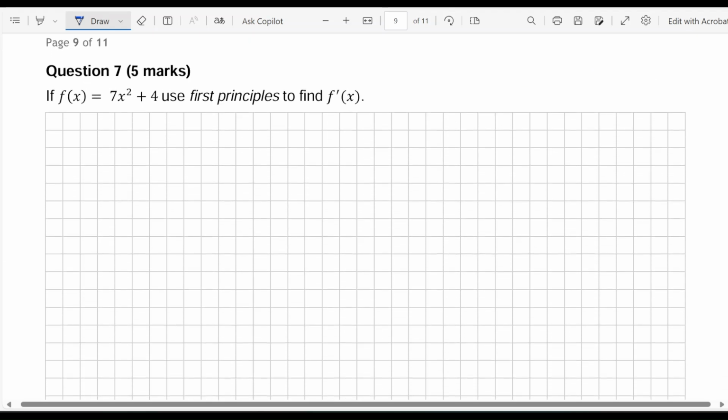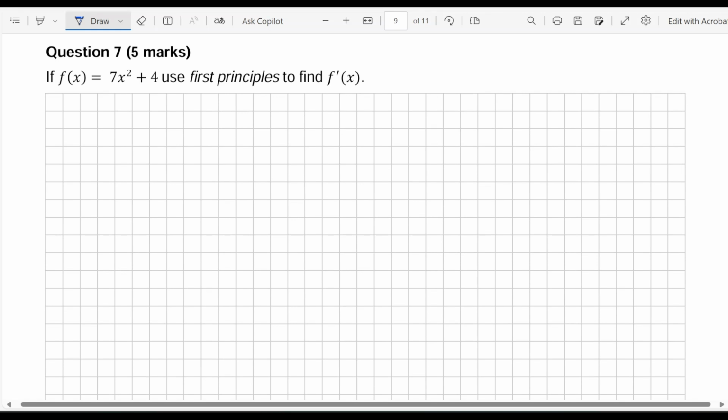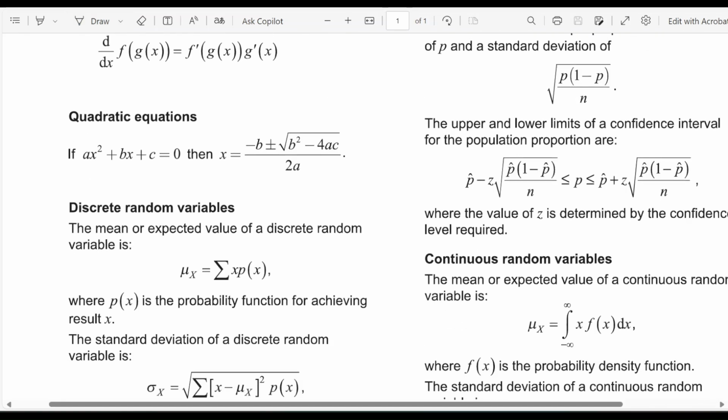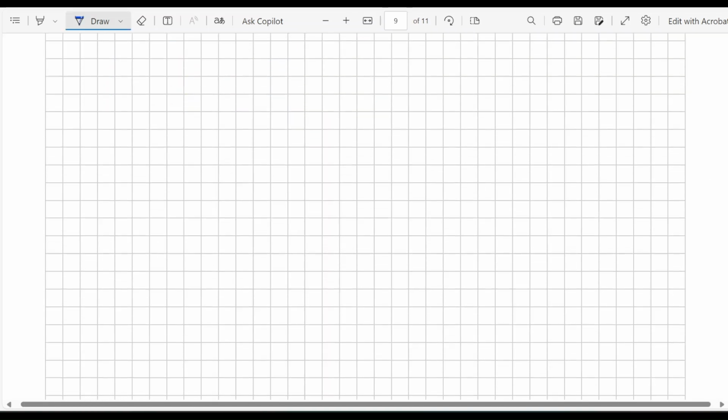All right, use first principles to find f dash of x here. Wonderful. So this should be on your cheat sheet. f dash of x is the limit as h goes to 0 of f of x plus h minus f of x, all over h. Now, I can't stress enough that needs to be on your cheat sheet because it is not on the SACE formula sheet.